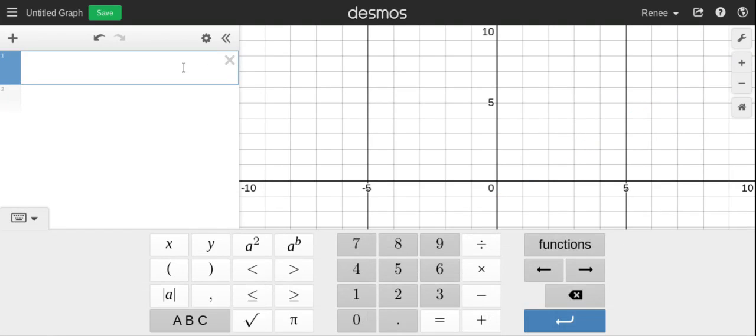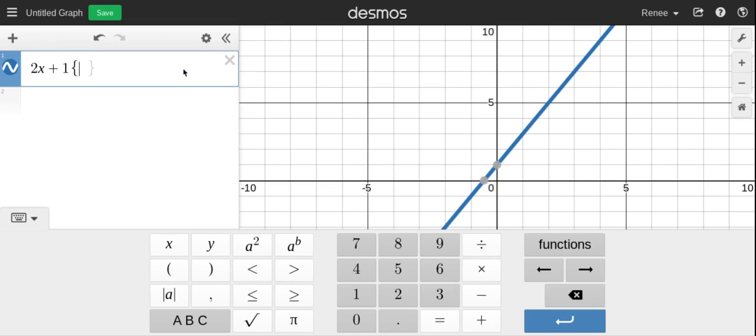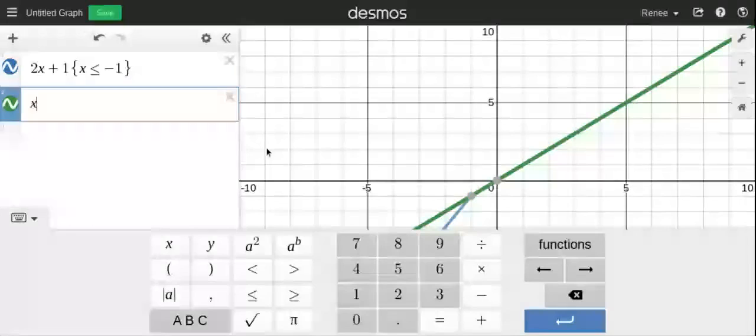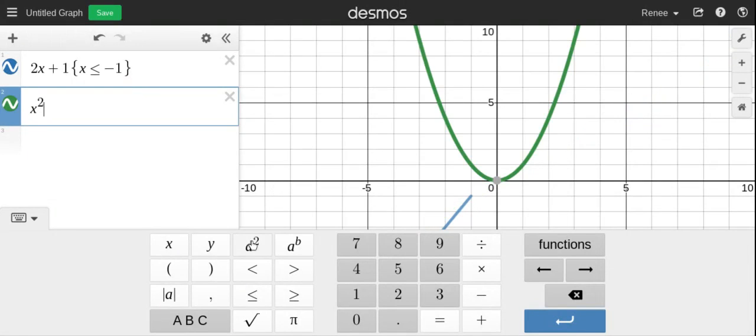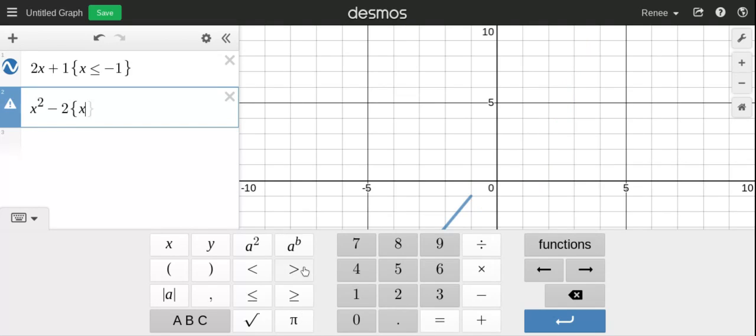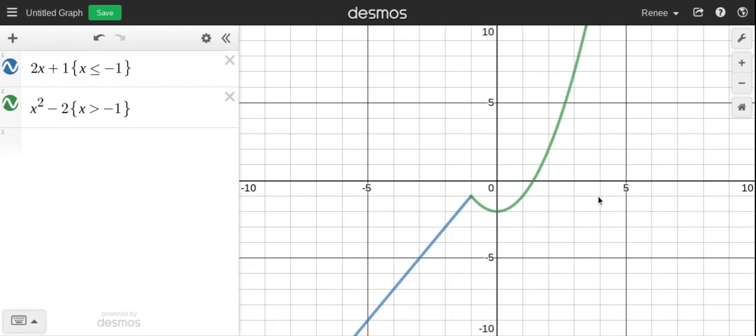Number 4 was 2x plus 1 with your curly braces, and that is x less than or equal to -1, and x squared minus 2, your funky curly braces, with x greater than -1. There should be your graph. Compare that to example number 4.